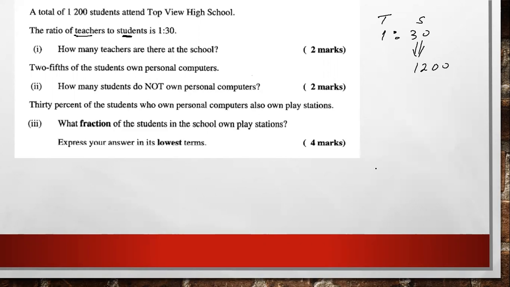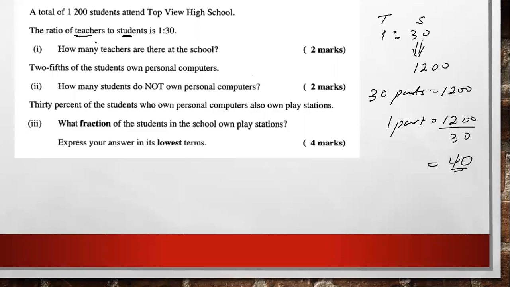So we say 30 parts equals what? 1,200. All right. So what is one part? 1,200 divided by 30. So what do I get? 40. We get 40. Now, so every one part is 40.